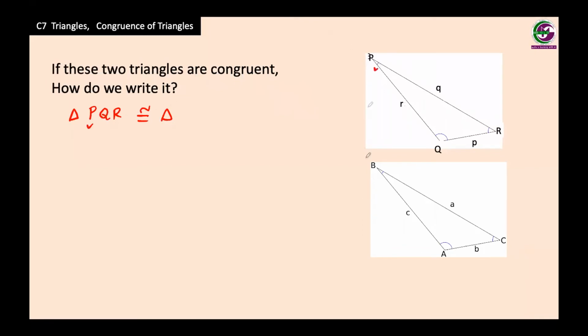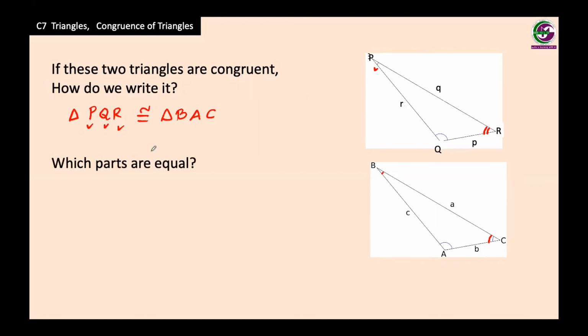The letter here P is the same as this angle, which is B. Next, we have a larger obtuse angle, which is Q, which is the same as A there. And now the last letter is R, which is marked here. Let us mark it by 2, then. So it is C. How do we read it? Triangle PQR is congruent to triangle BAC.